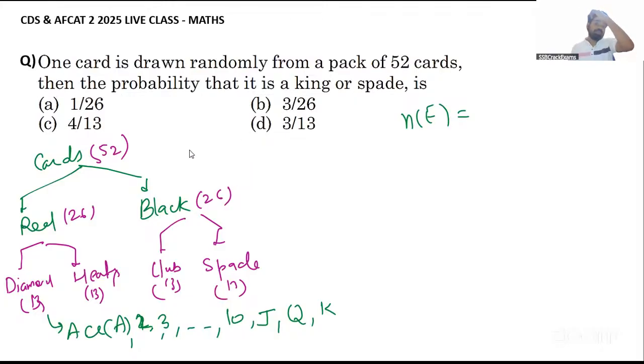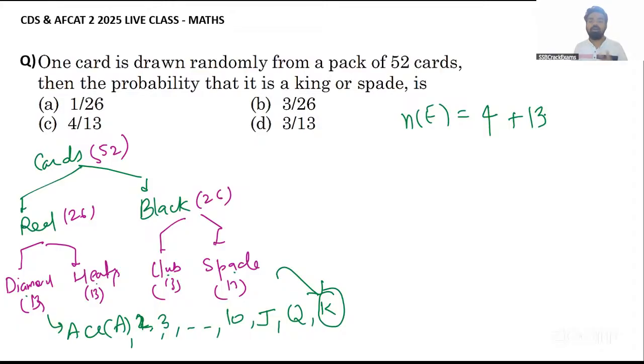It is a king. So how many kings are there? There are four kings. Plus he is saying it can be a spade also. So how many spades are there? There are a total of 13 spades. Now focus. In spades, there will be one king as well, and we are adding four kings. It means we have already added the king of spade, because we have one king of diamond, one king of heart, one king of club, and one king of spade.